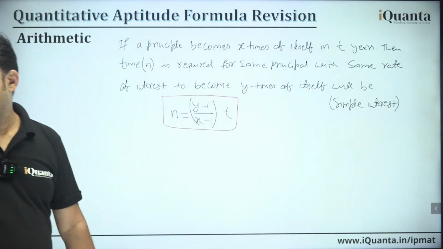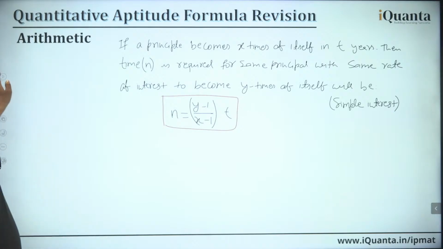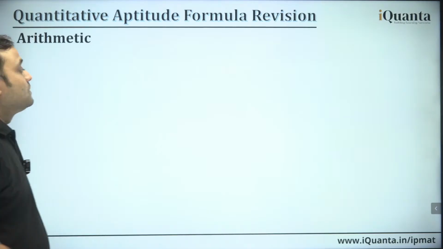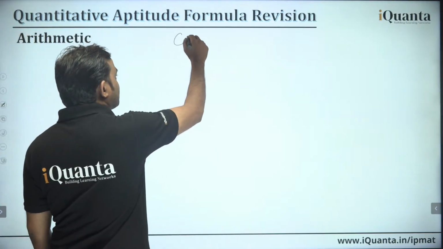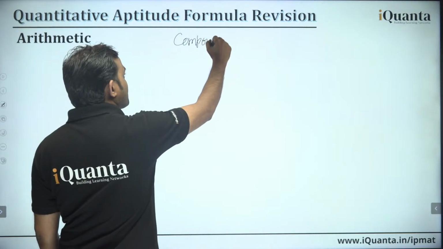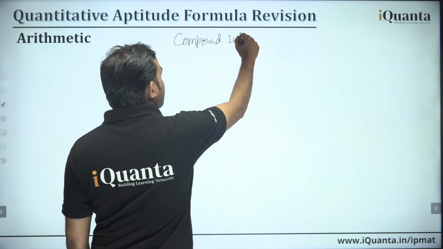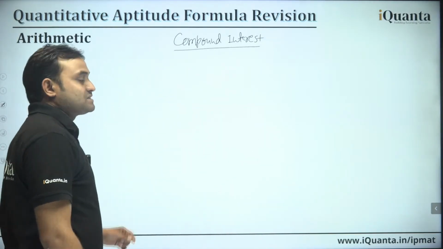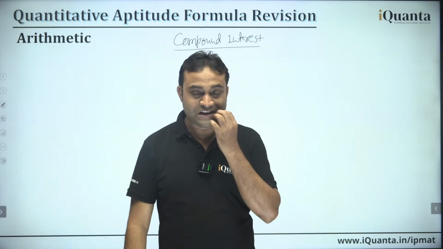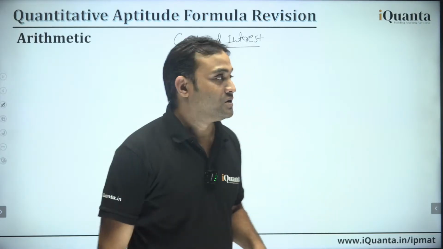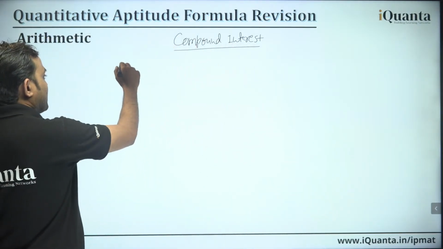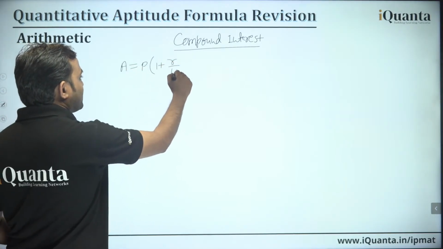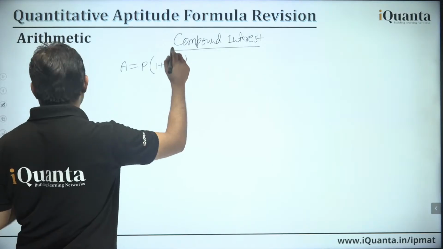Now then comes compound interest. In case of compound interest, what we can say is, again, P is the principal, R is the rate of interest, T is the time, A is the amount. Then we can say amount A is equal to P into 1 plus R by 100 to the power T.